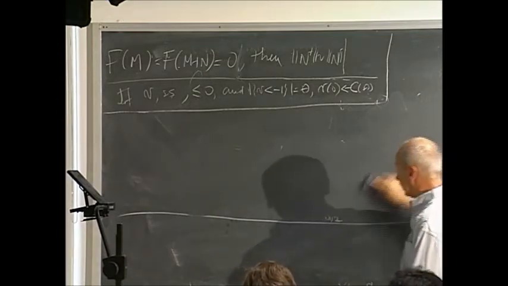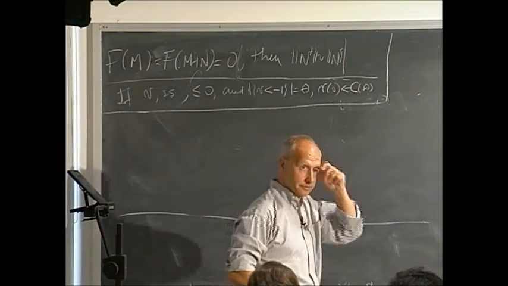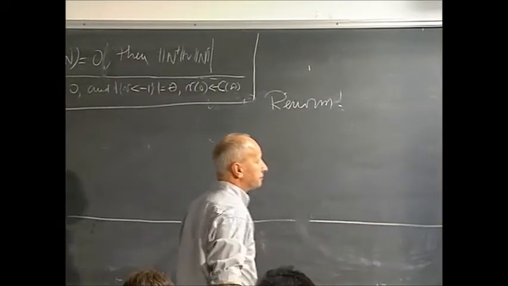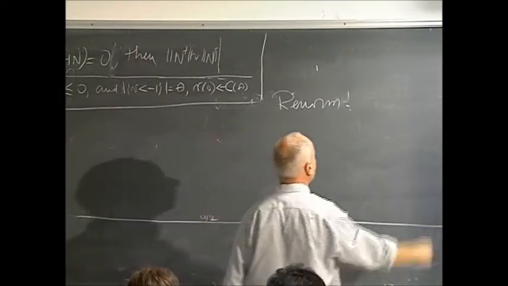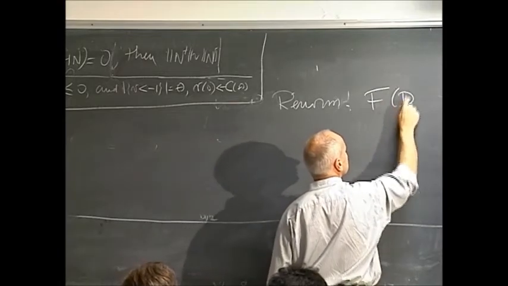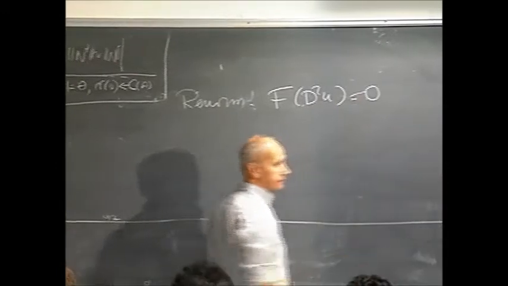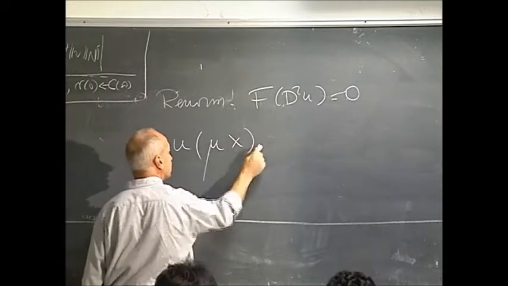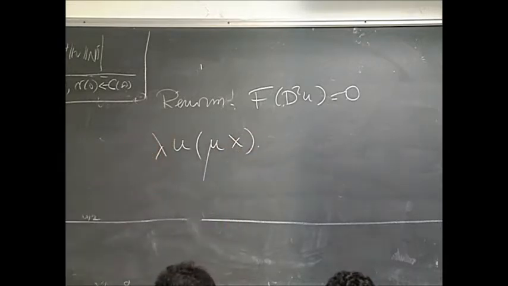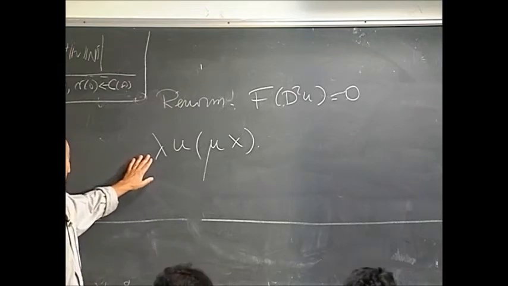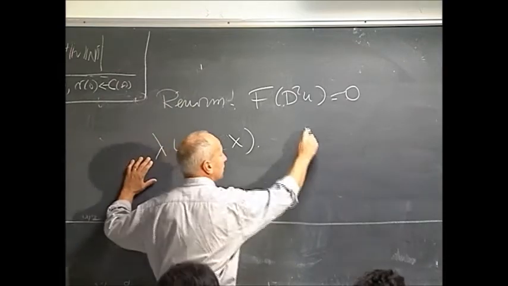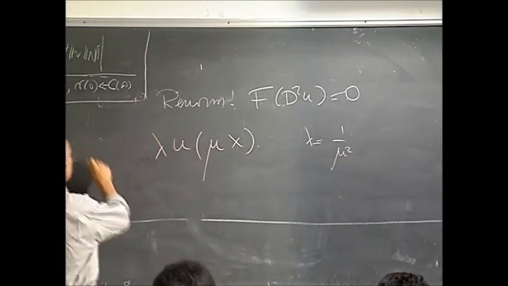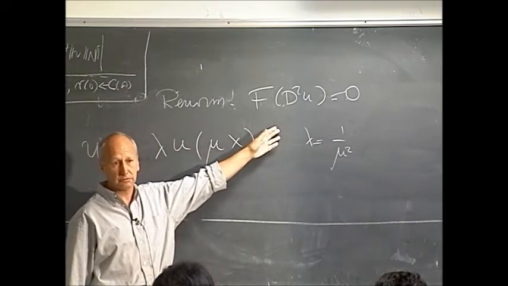And finally, I want to make a remark on renormalization. If you have a solution of a fully nonlinear equation, and you do lambda U of mu X, if lambda is equal to minus 1 over mu squared, then this is a solution of exactly the same equation.